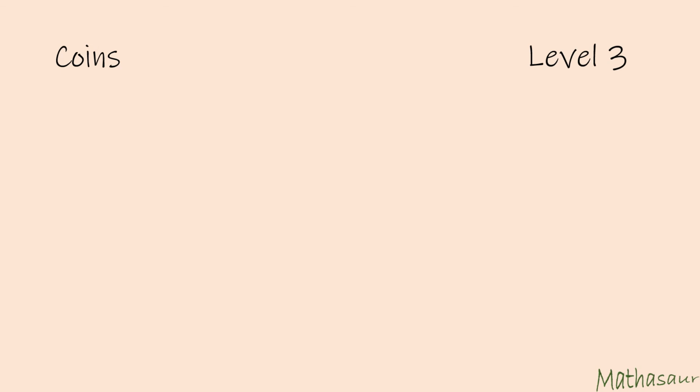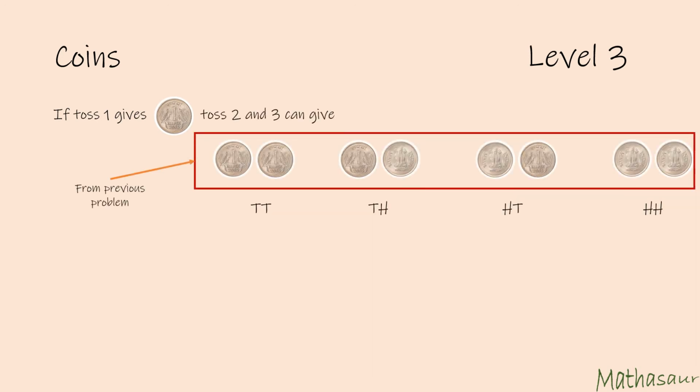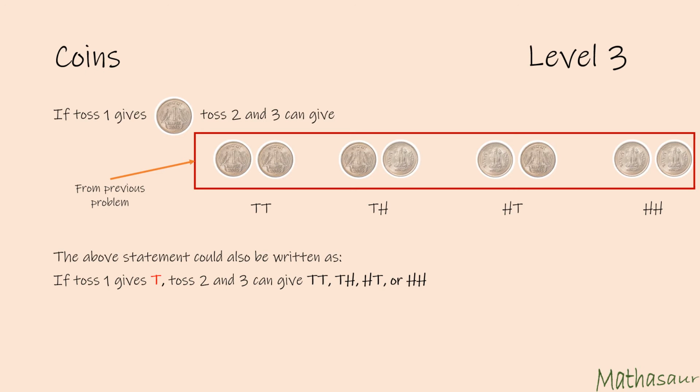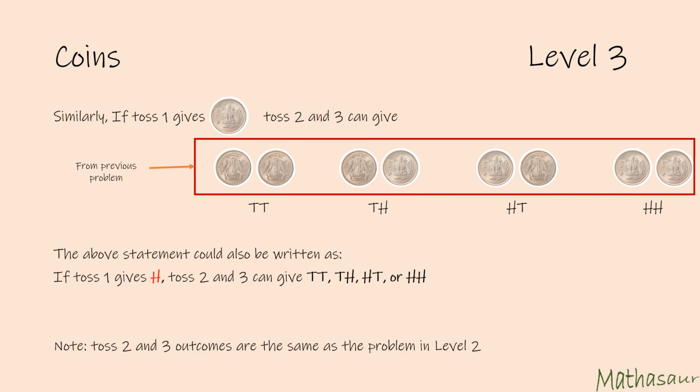Let us look at our outcomes. So if toss 1 gives me tails, toss 2 and 3 could give me the outcome similar to the previous problem, that is TT, TH, HT or HH. In other words, if toss 1 gives me T, toss 2 and 3 could give me TT, TH, HT or HH. Please note that the outcomes for toss 2 and 3 are the same as the outcomes in the previous problem where we were tossing two different coins.